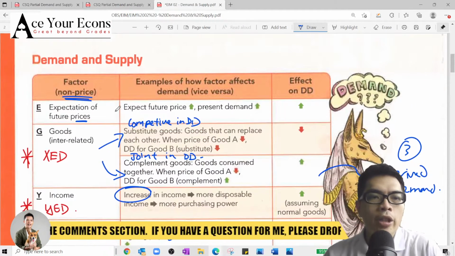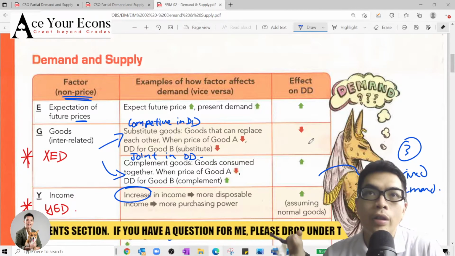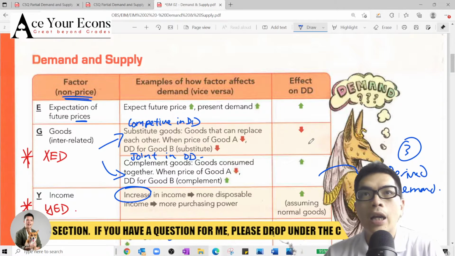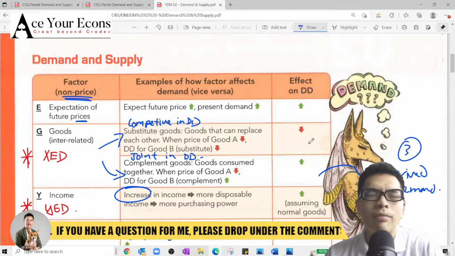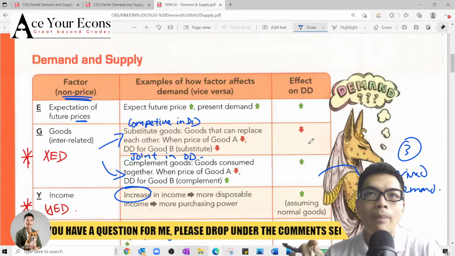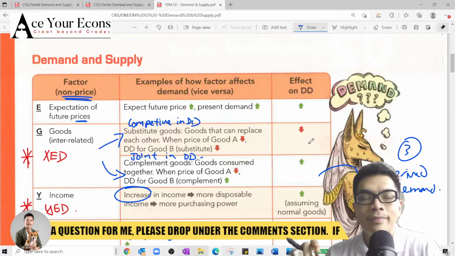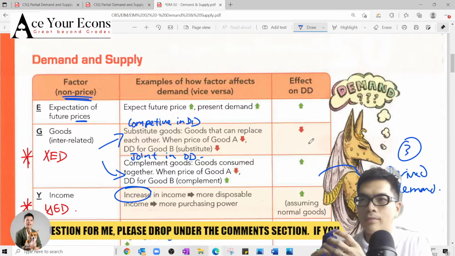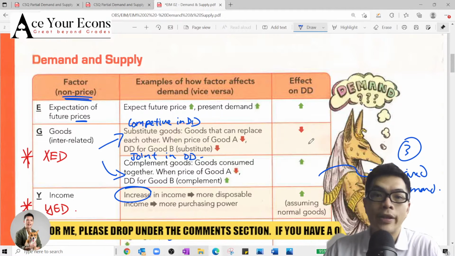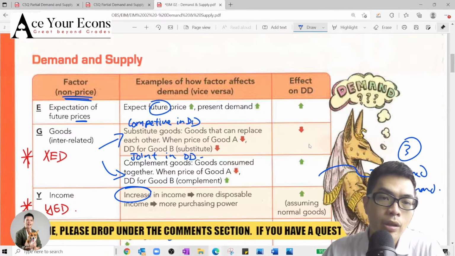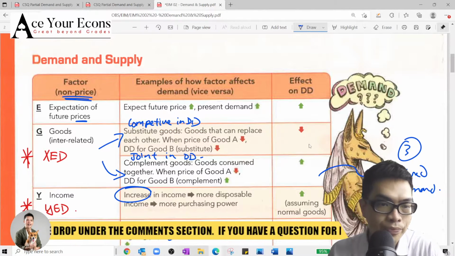Okay, expectation of future price. So if you are a consumer and you expect future price to go up, what would you do now? Would you buy more now or buy less now? Buy more now. Demand will go up. Present demand will go up. This is future price, so it works both ways. If you expect future price to go down, demand will go down.